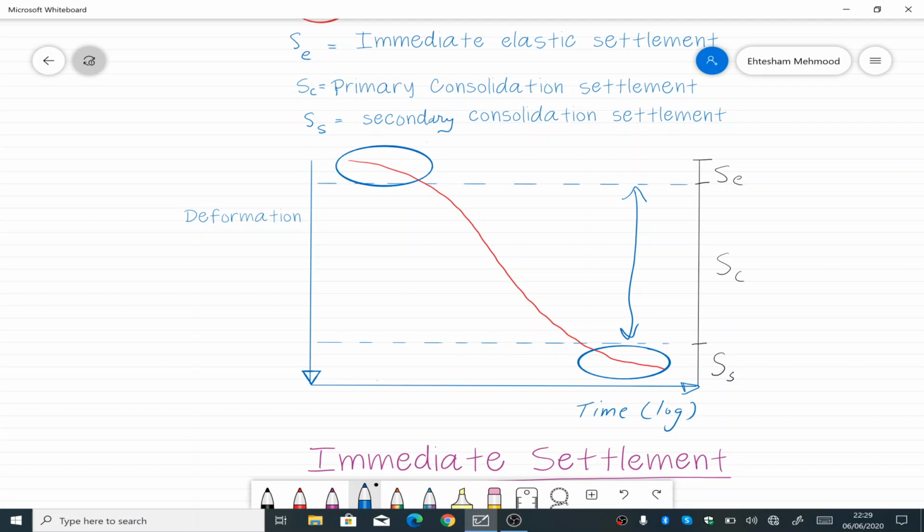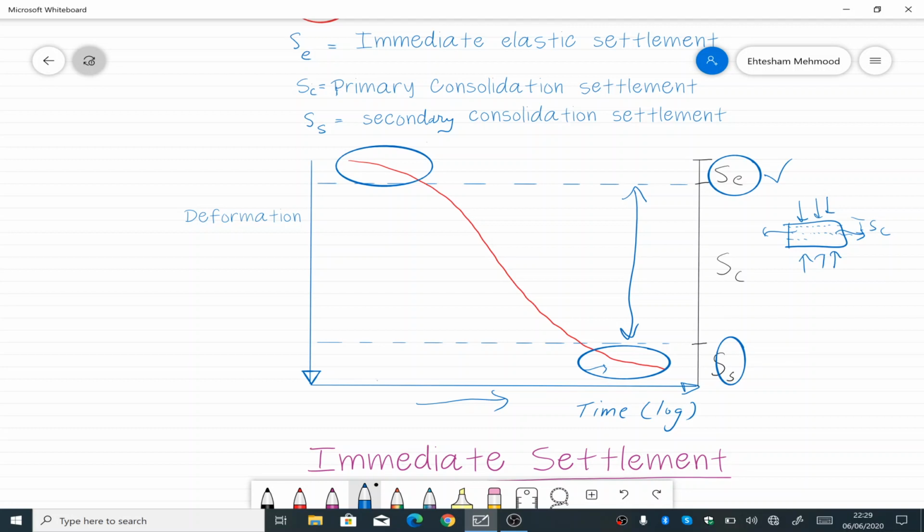If I take a soil sample and compress it, initially, due to the water moving out, there would be little settlement, that is SE. Then if I further compress it with time, with the load there and time increasing, there would be more compression, and let's say the soil reaches this part, and this is SC, the primary consolidation settlement. Even if we continue loading our specimen after reaching this SC settlement, there will be further reduction, and that is called SS, or secondary consolidation settlement.